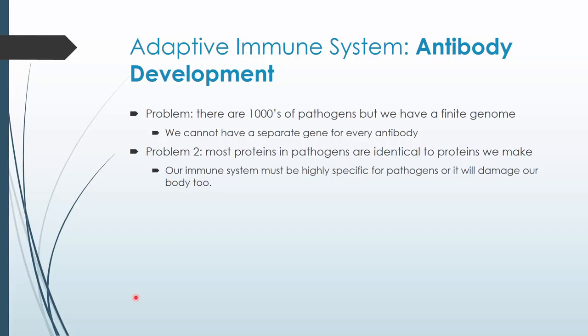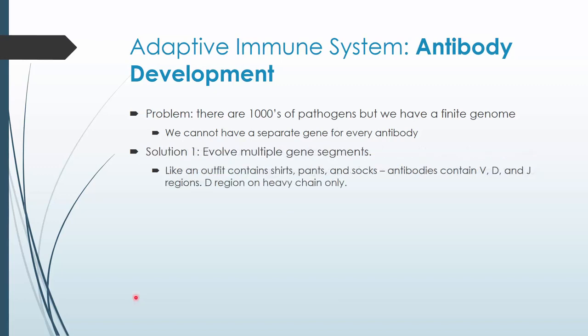So, as with many things, evolution has a solution for a lot of these problems. We have evolved multiple gene segments. The way I like to think about this is kind of like choosing your outfit in the morning. An outfit has a shirt, pants, and socks. Really plain outfit, but an outfit nonetheless. And to make a functional outfit, you need one of each of these. Antibodies have gene segments, V, D, and J, where the D region is only present on a heavy chain.